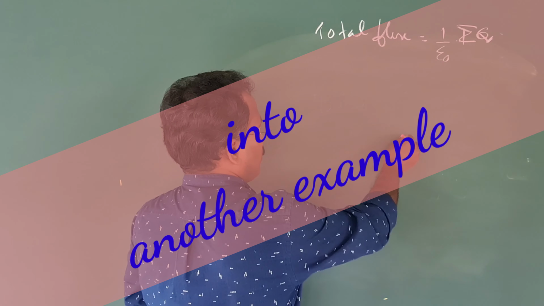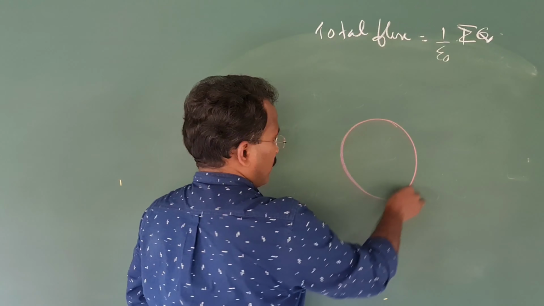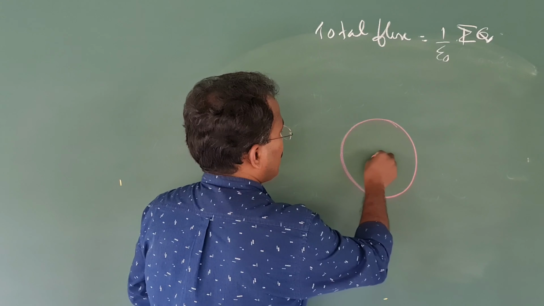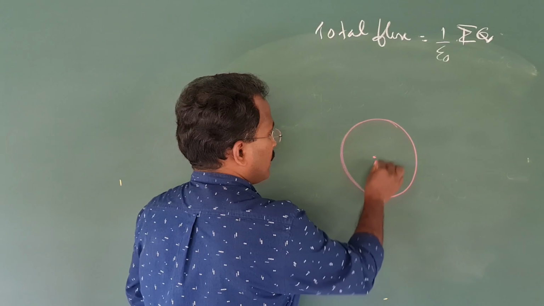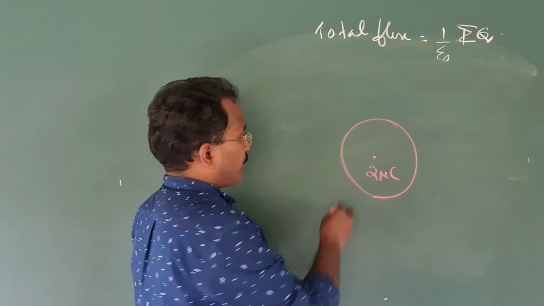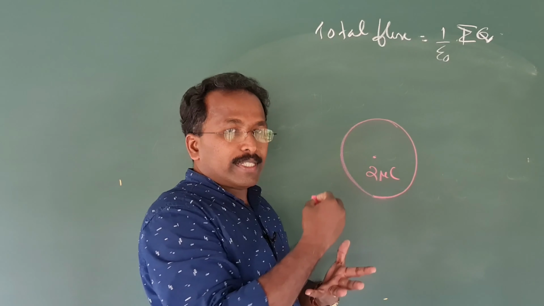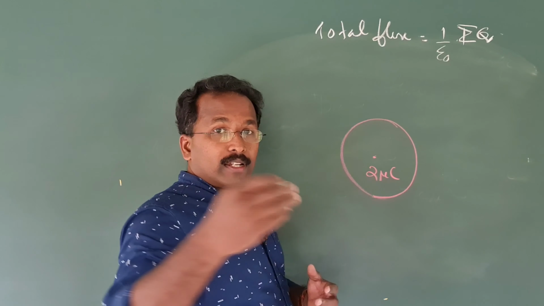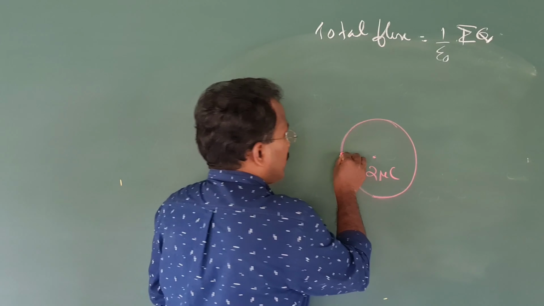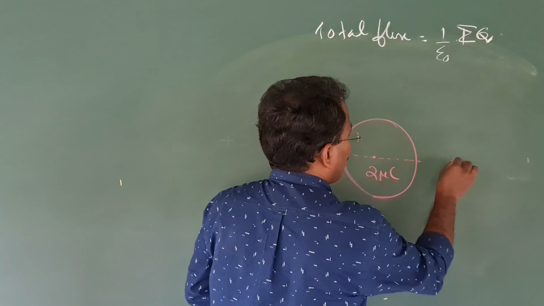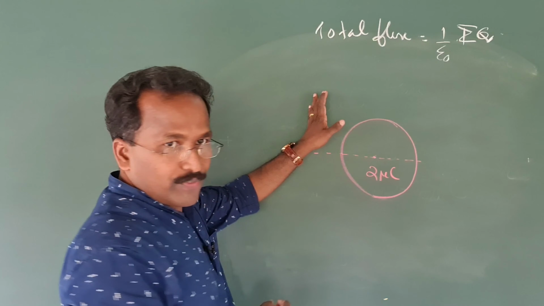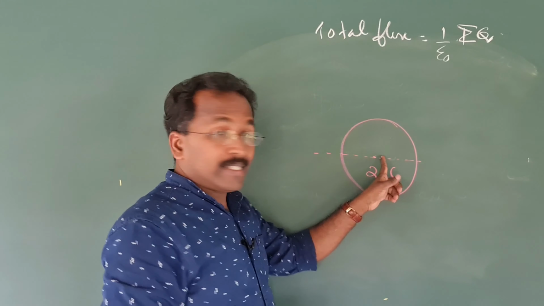Just imagine you have a surface, a spherical surface. At the center you are keeping say some 2 microcoulomb charge. And a question once came in the exam. Actually, we are discussing different exam questions. What will be the flux through the upper hemisphere? What is the electric flux through this upper hemisphere? Remember, the charge is at the center.